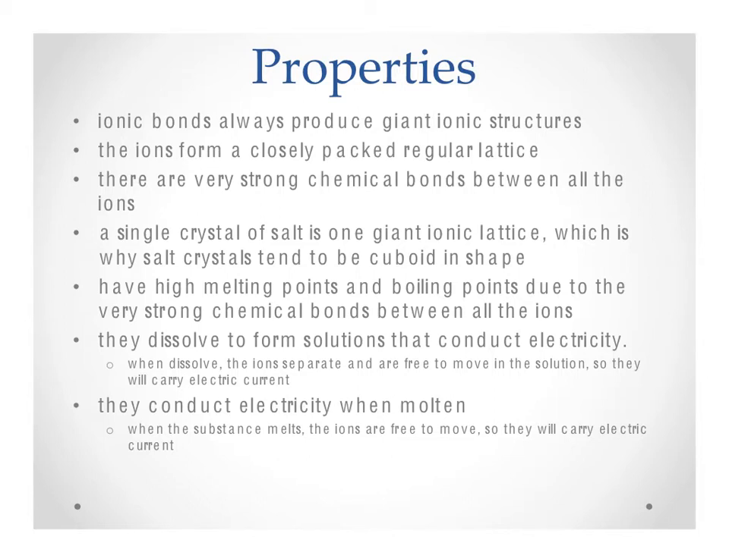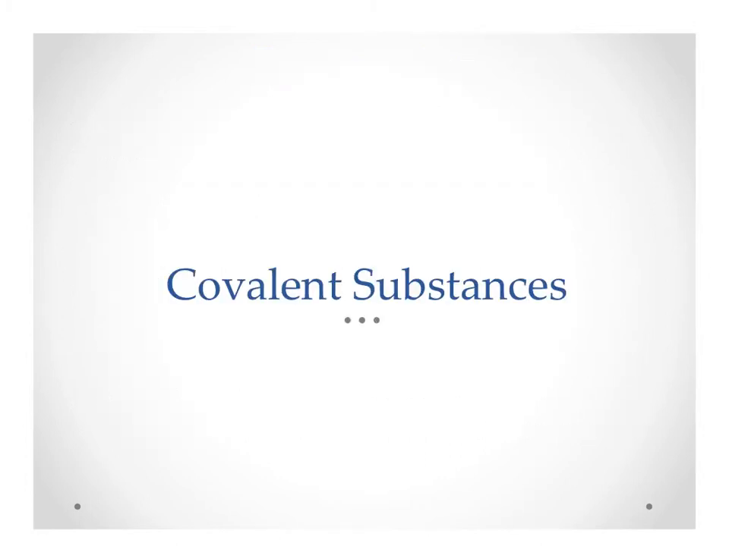between all the ions. They tend to dissolve to form solutions that conduct electricity. When dissolved, the ions separate and are free to move in the solution, so they will carry the electric current. They conduct electricity when molten, so that when the substance melts, the ions are free to move, so they will also carry electric current. The next group is the covalent substances.